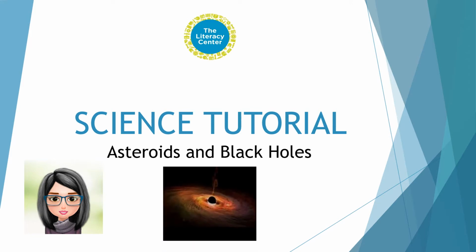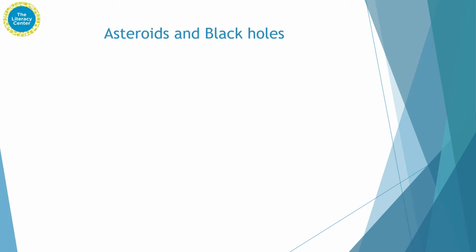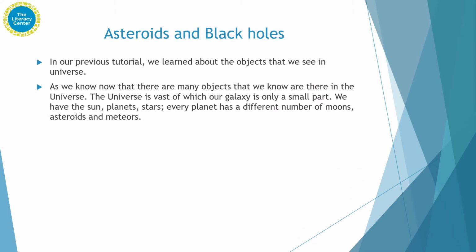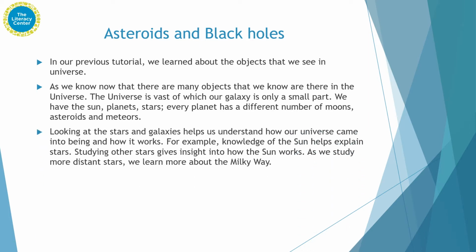So let's dive in. What do we know about asteroids and black holes? In our previous tutorial, we learned about the objects that we see in the universe. There are many objects in the universe. The universe is vast, of which our galaxy is only a small part. We have the sun, planets, stars, and every planet has a different number of moons, asteroids, and meteors.